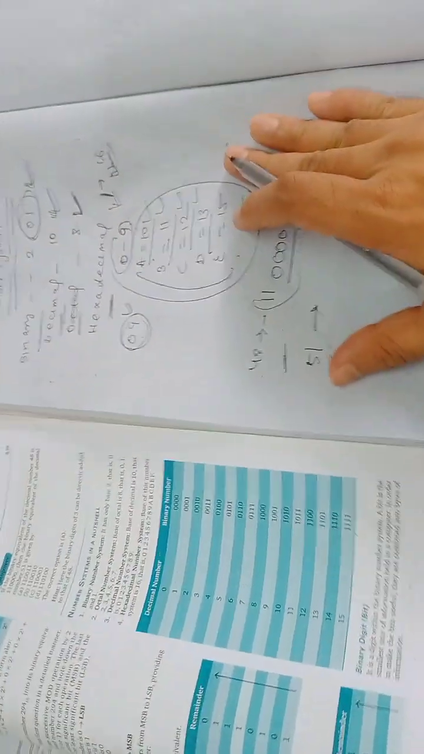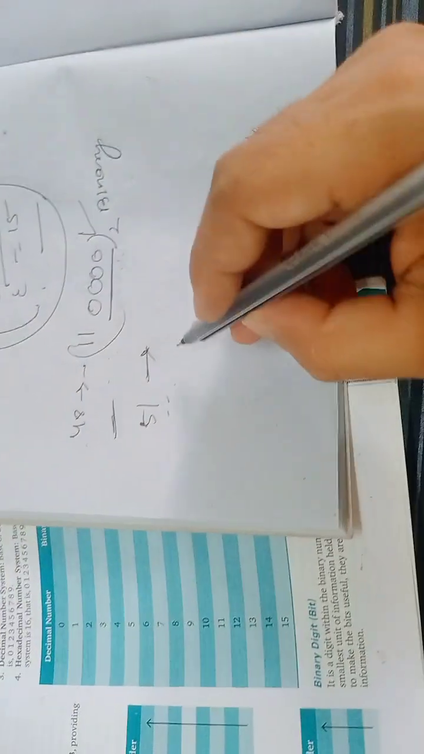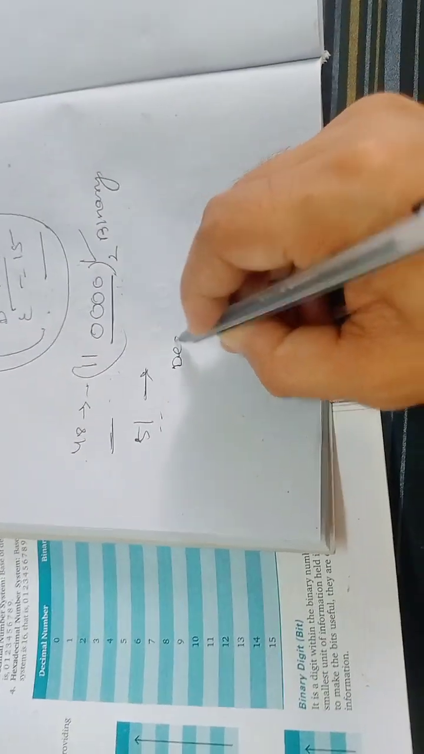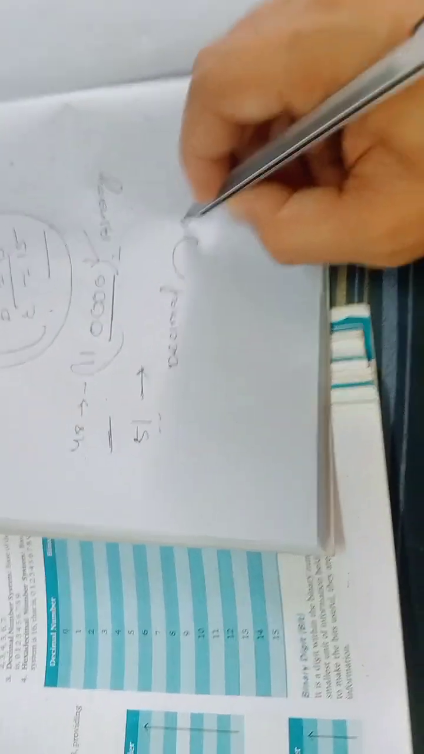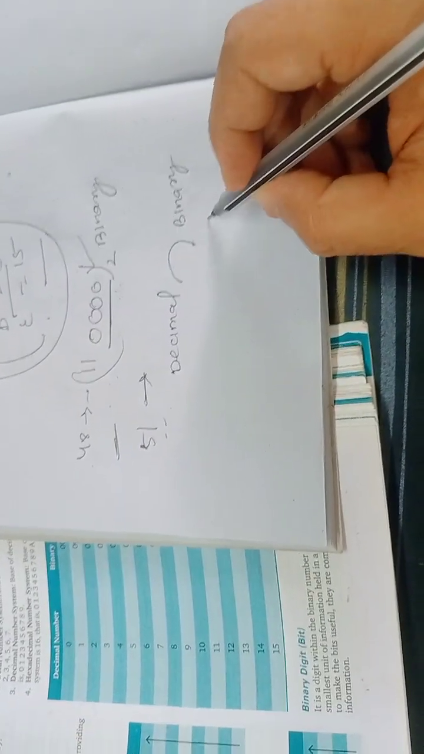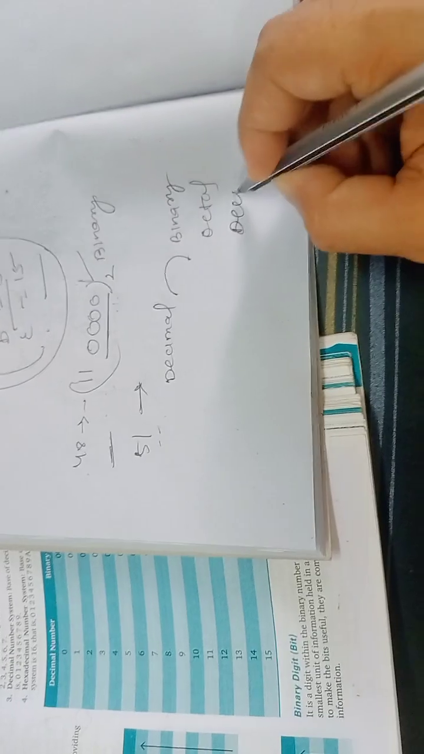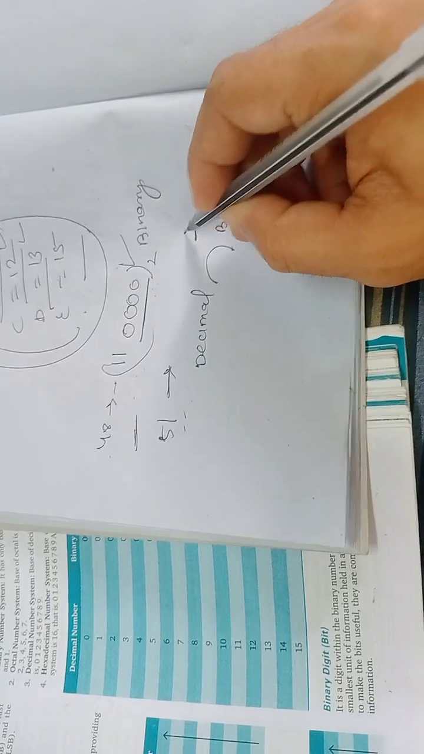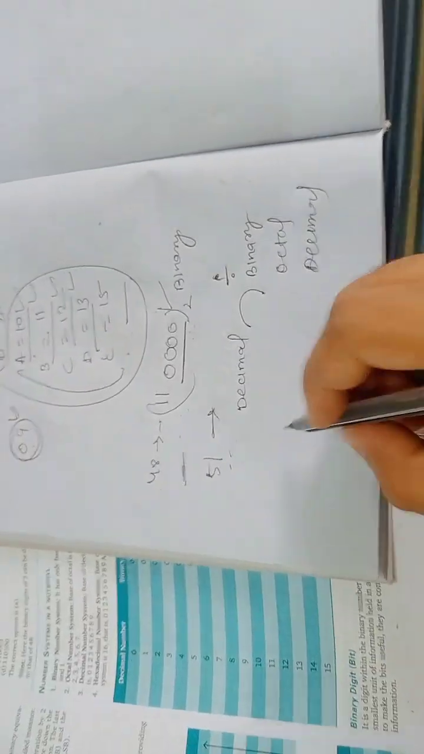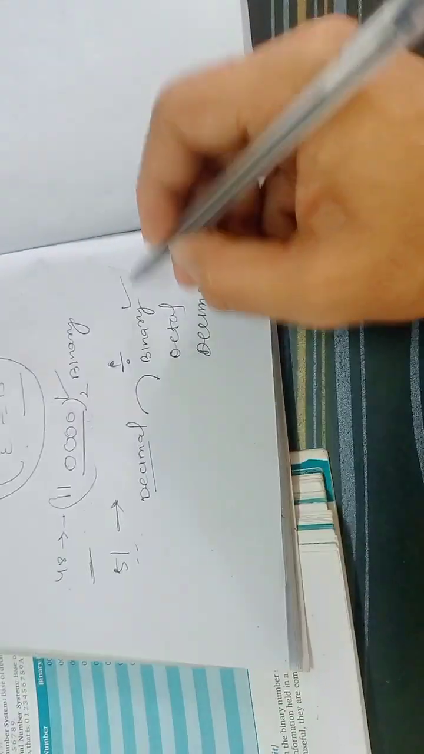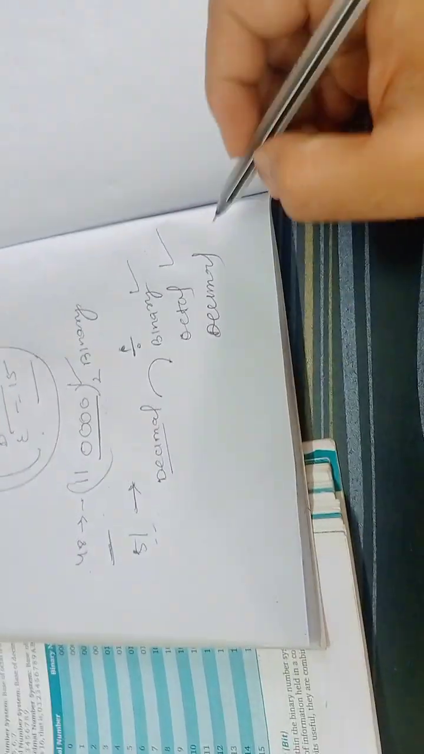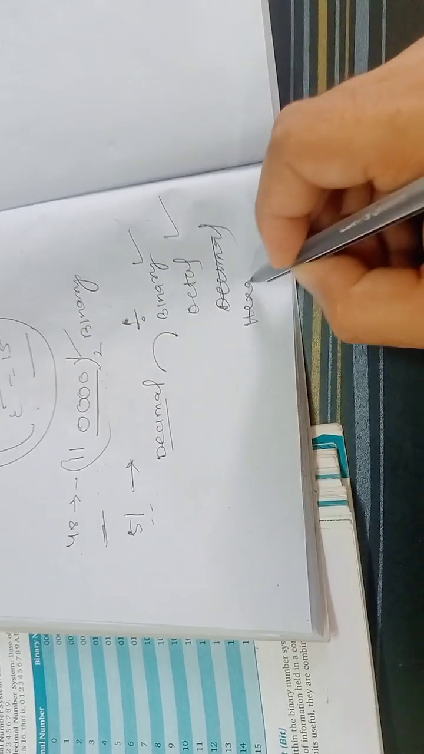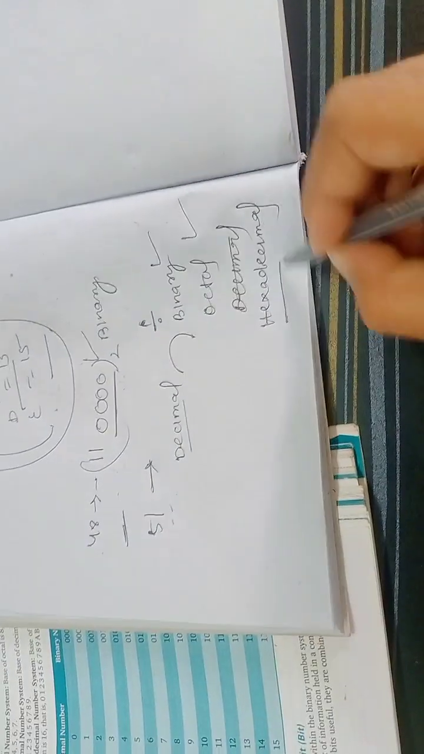So guys, there is a formula. You have to understand that if they ask a question from decimal to binary, decimal to octal, or decimal to hexadecimal, you need to divide. Just remember this: from decimal to binary, you need to do division.